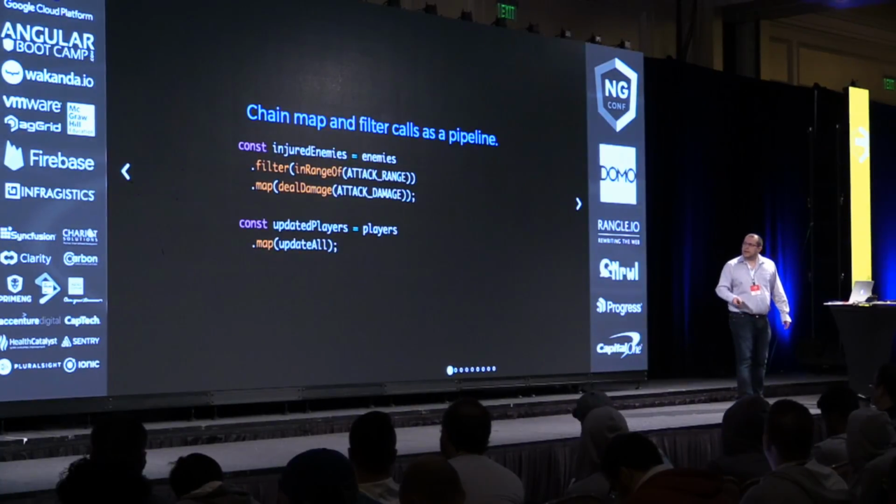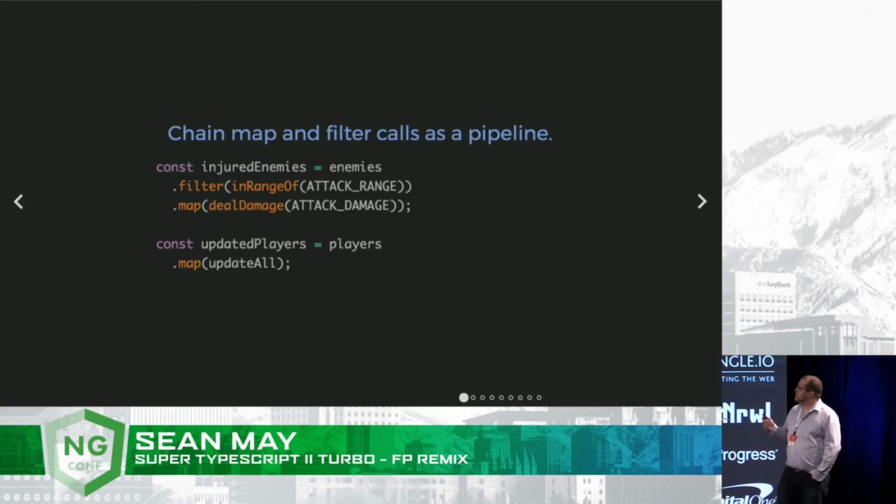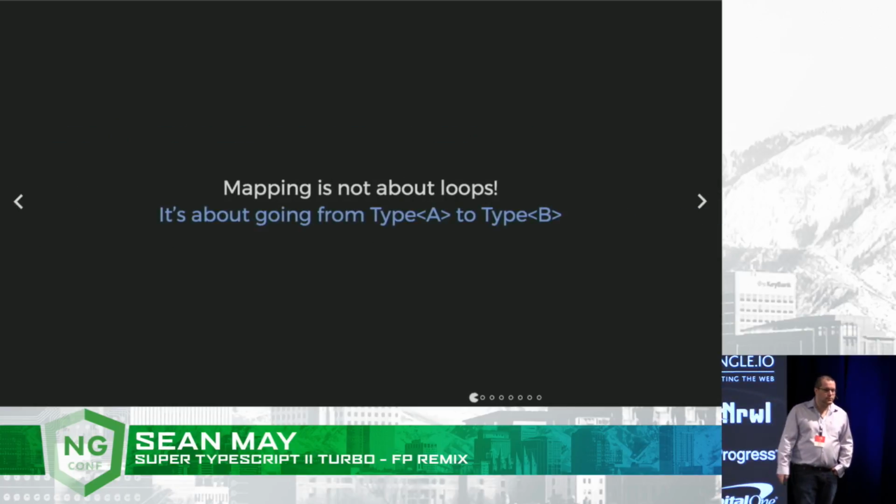Right? So again, a different type of chaining, a different type of combo is chaining map and filter calls in a pipeline. Right? So injured enemies. If I want to deal damage, all I need to do is filter for all of the enemies that are in range of some attack range, some attack radius, and map deal damage over them with that damage value, right? And what comes back is a list of enemies that have taken damage this round. And it will only be those enemies, right? So again, updated players, I can map over a list of all players and pass in that update all function that we just wrote.